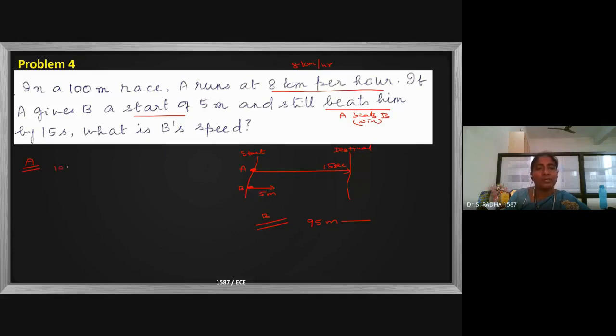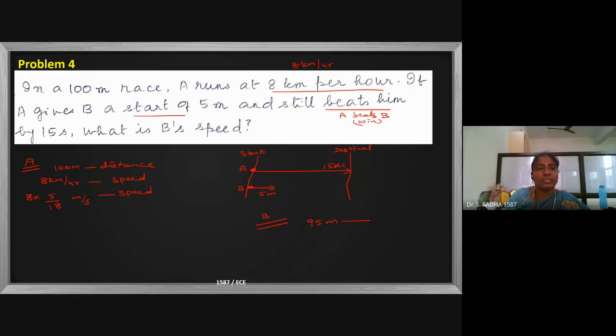He has run 100 meters, which is the distance. And the speed is 8 kilometer per hour. If you change the speed to meter per second, you have to multiply with 5 by 18. This is the speed of A, in meter per second.